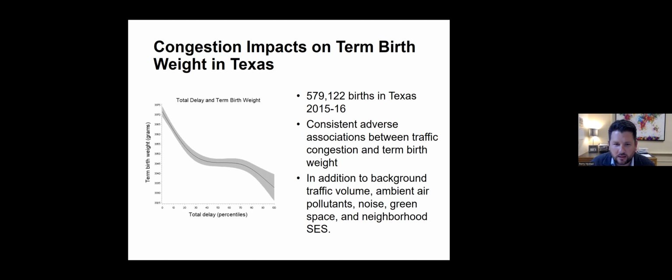We have a noise model. It's a pretty crappy noise model, but we try to include noise, green space, and neighborhood SES. So there's this pretty strong signal that congestion is important and that we're really not capturing this in our other methods.